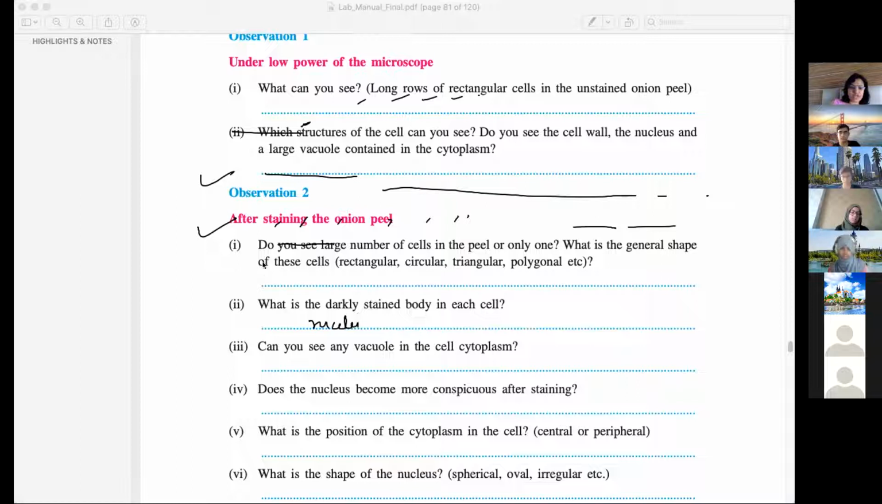वो nuclei है. Dark color का जो दिख रहा है. That is nuclei. Okay. What is a general shape? Answer is given over here. So don't write this part. Observation may write this part. Is it clear? That is your observation.